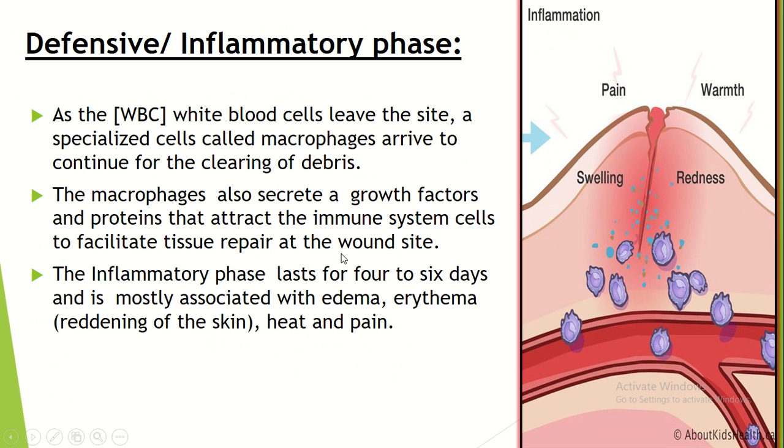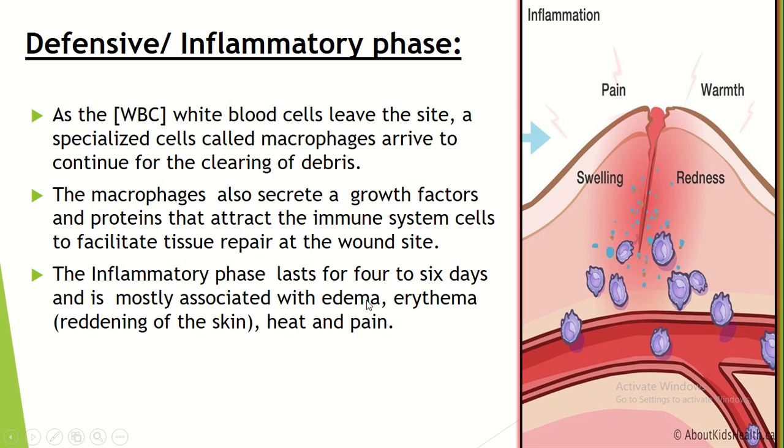So what happens with the macrophage? It cleans again and produces the growth factors and protein that attract the immune system cells. The immune system cells are attracted by this macrophage, and it also facilitates the tissue repair. The inflammatory phase lasts about 4 to 6 days.